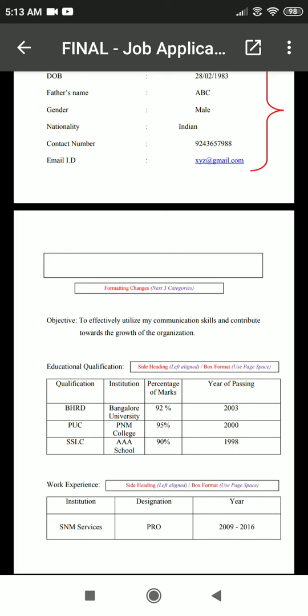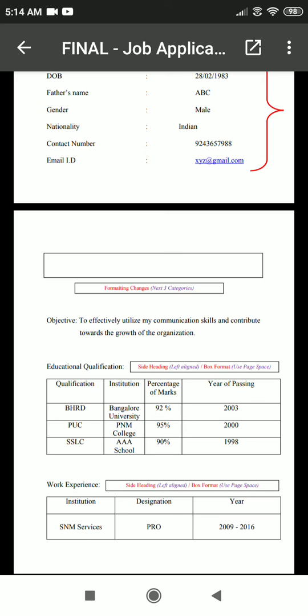Objective is nothing but for what objective you are joining this organization. For example, I've written over here: to effectively utilize my communication skills and contribute towards the growth of the organization. That's my objective. For example, if you want to work as a technician in so and so company, you can mention: to effectively utilize my technical skills to contribute to the growth of the organization or institution, whatsoever is asked in the question.